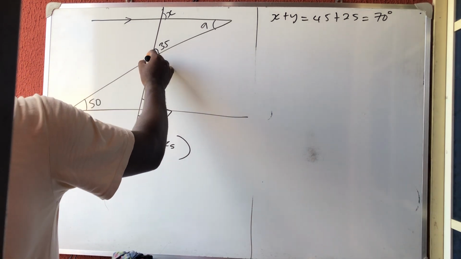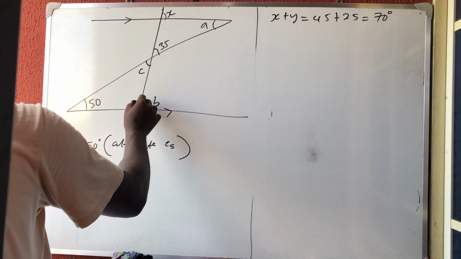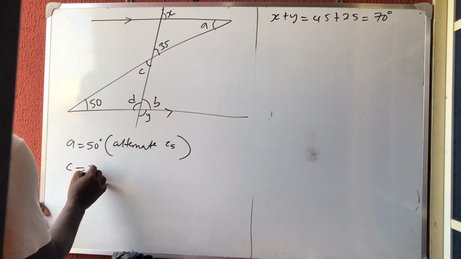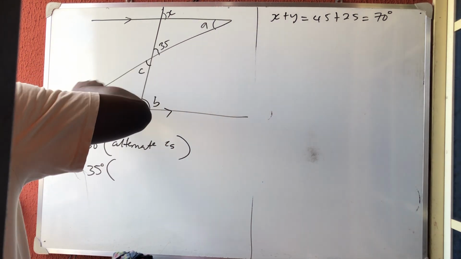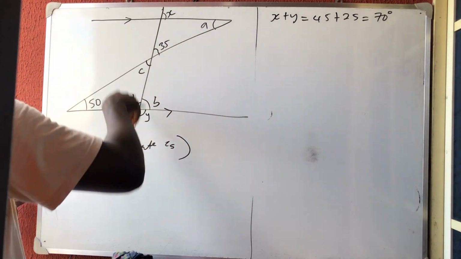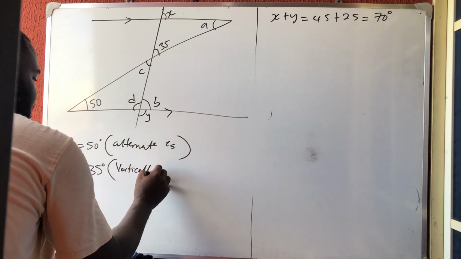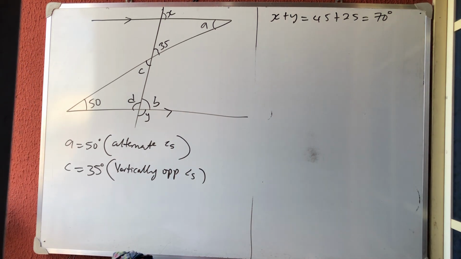Let me get this place. This place is C, and this place is D. Let me get my C. I can say that C is equal to 35 degrees. What is my reason? Vertically opposite angles. They form X. Vertically opposite angles. Okay? Since I've gotten my C, automatically to get D is not a problem.